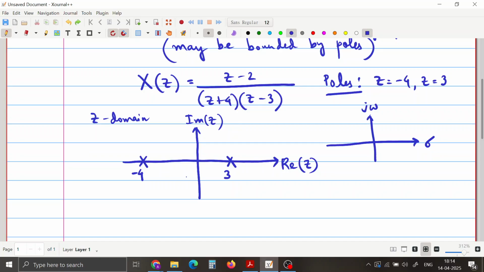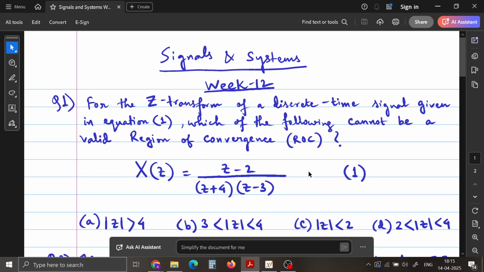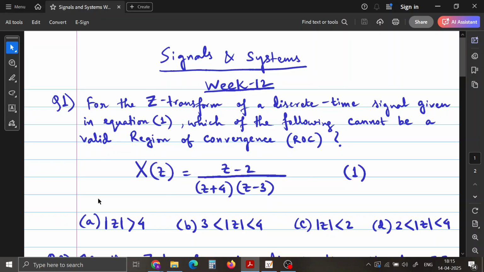Okay, so I'm not plotting the zero, you can plot it. So there will be one zero at z equals 2 like this, but let's not go into that. So yeah, now we have to decide which of the given ROCs in the options cannot be a valid ROC. So let's check it option by option.